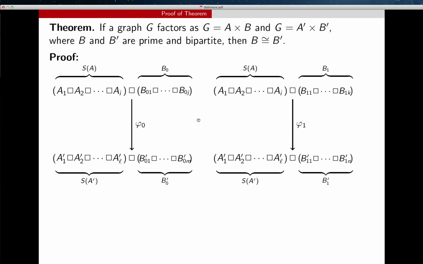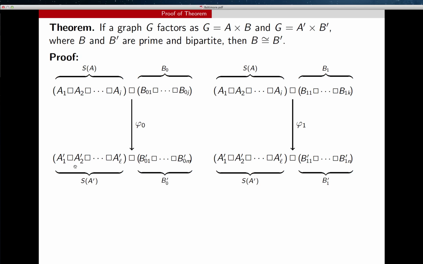It looks like this. So remember, here's S of A, the skeleton of A. It's factored into prime factors over the Cartesian product. Our B naught is factored into prime factors over the Cartesian product. Here's SA again. Now remember, that's exactly what we had over here. It occurs twice in the diagram, and you see its prime factors. But B1, it didn't appear over here, so it has another prime factoring right there. And the same for the bottom.